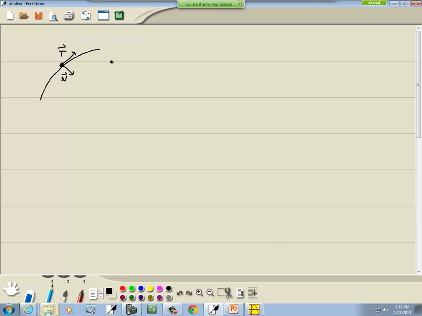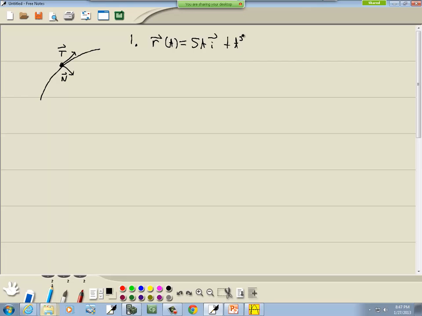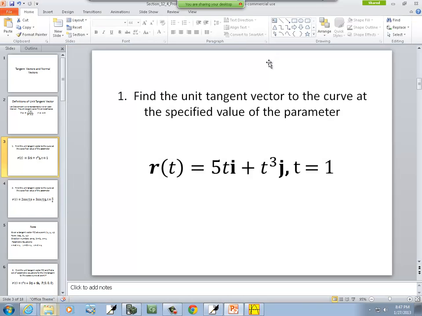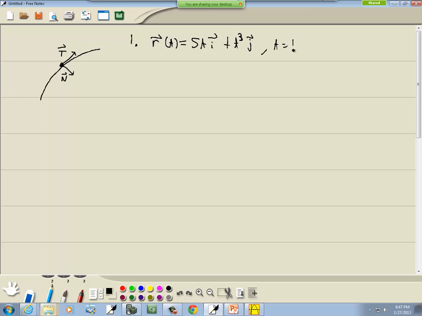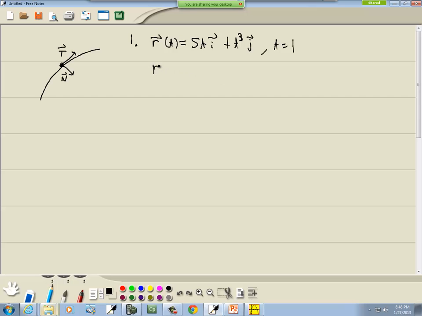So let's look at our first problem. R is equal to 5t i plus t to the third j. Now that little mark I put over there indicates the vectors, since I can't bold on this tablet. It says find a unit tangent vector of the curve at the specified value of the parameter. Well, we need to find r prime. If we take the derivative, that gives us 5i plus 3t squared j.